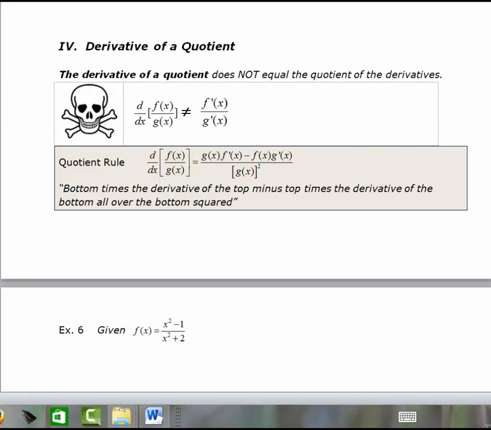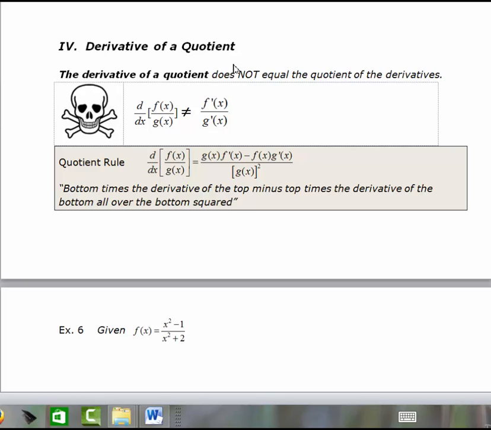In this video, we're going to look at the derivative of a quotient, and we'll be using the quotient rule. Just as the derivative of a product is not the product of the derivatives, the derivative of a quotient is not equal to the quotient of the derivatives. I encourage you to look at the proof in the textbook. This video is going to show you how to use it, but I think it's important to know where the quotient rule comes from.